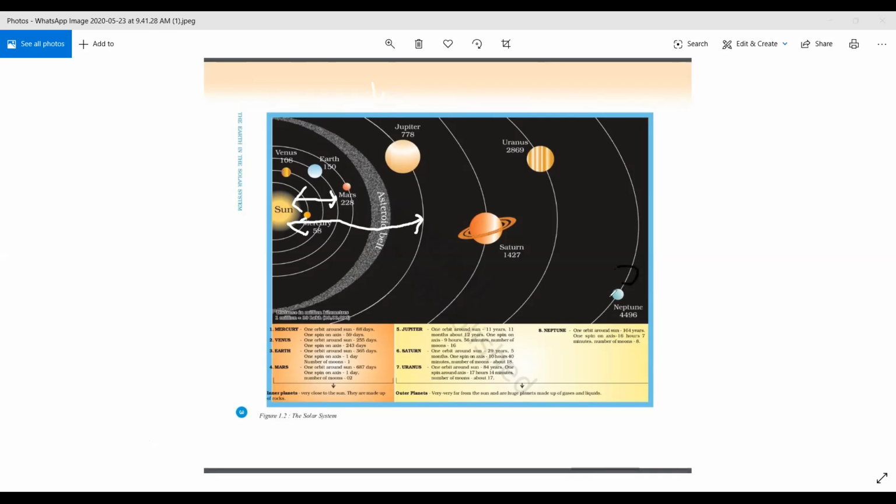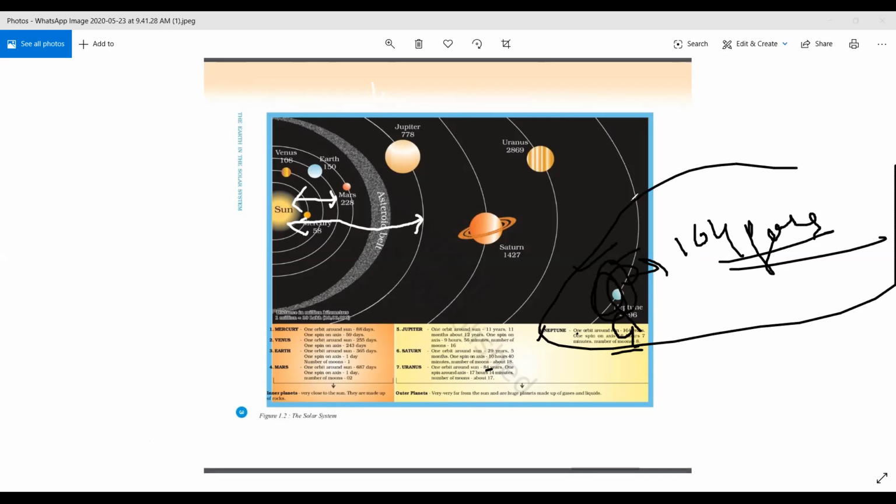The farthest planet would have the highest years of revolution. Neptune. Uranus, we know takes 84 years. Neptune, how much does it take? It takes 164 years to complete one revolution around the sun. That's too much, right? So these are very interesting facts.